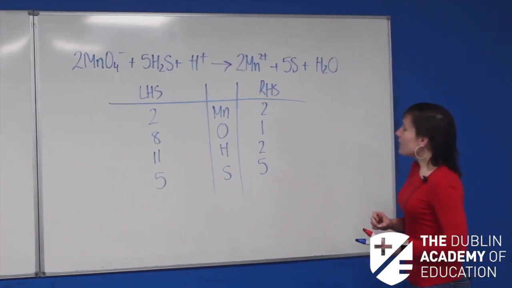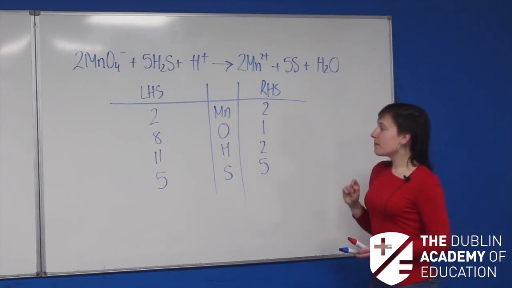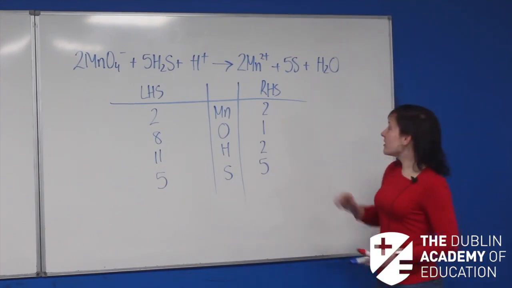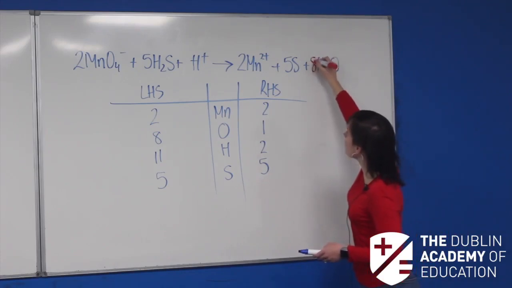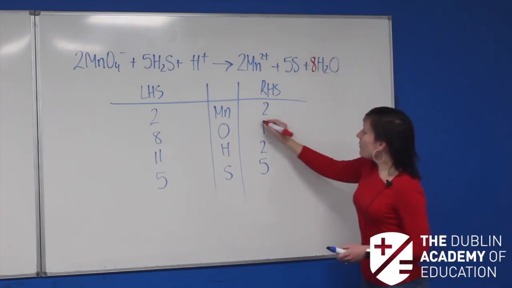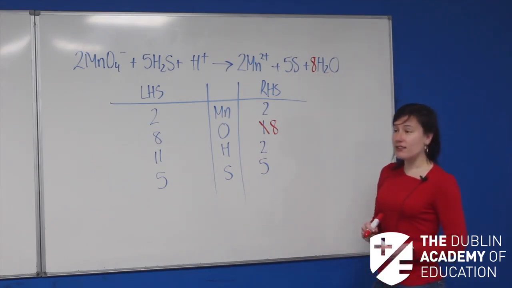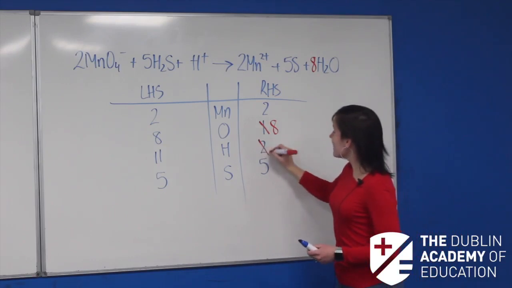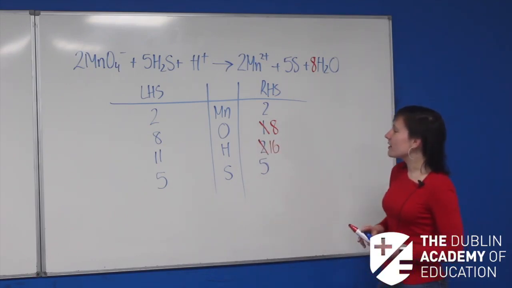So the first thing we could do, if we have a look at the oxygen first of all, okay? We need to have 8 oxygens on the right-hand side. At the moment, we only have 1. So I'm going to put an 8 here on the right-hand side, and that will then change this oxygen to 8. But of course, it also changes the number of hydrogens. So we now have 16 hydrogens on the right-hand side. 16 hydrogens on the right.